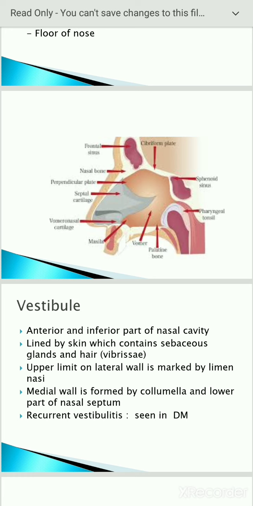As you see in this figure, we see roof of the nose that consists of cribriform plate. We see frontal sinus superiorly. We see nasal bone. Septum anatomy we have studied, and in the floor there is a maxilla and palatine bone.